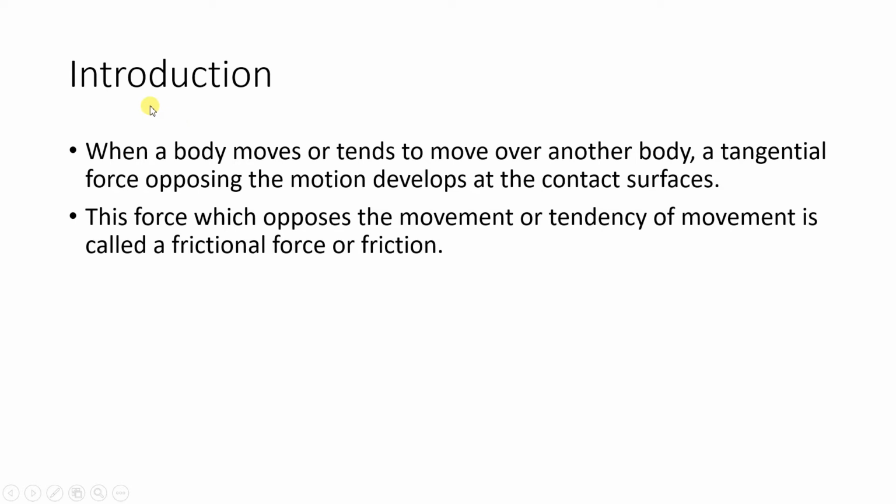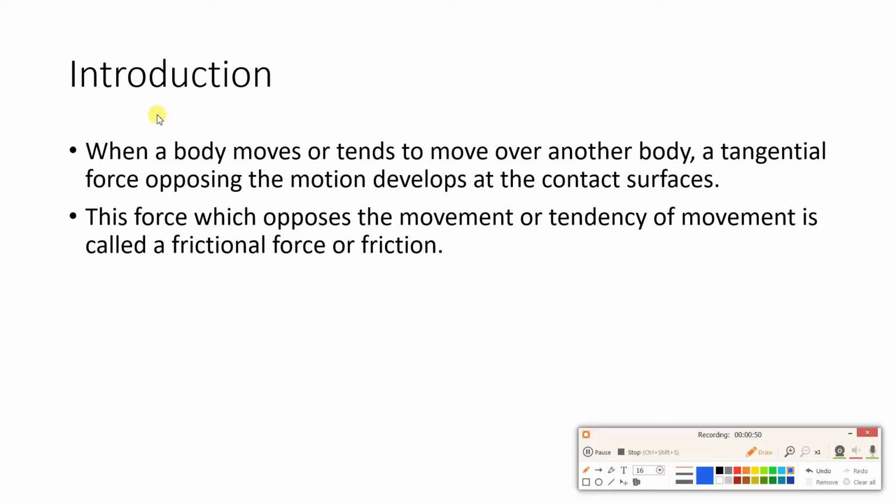So what do you mean by friction? When a body moves or tends to move over another body, a tangential force opposing the motion develops at the contacting surfaces. Suppose we have two bodies. This is body 1, and here we have a horizontal surface. If a load is applied to this body, it will move or tend to move. So what will happen? A tangential force opposing the motion develops at the contact surface.